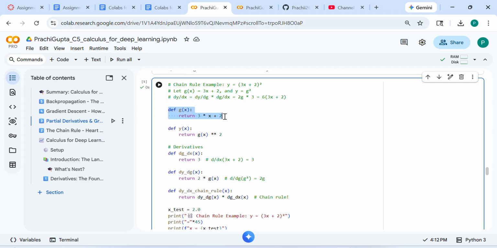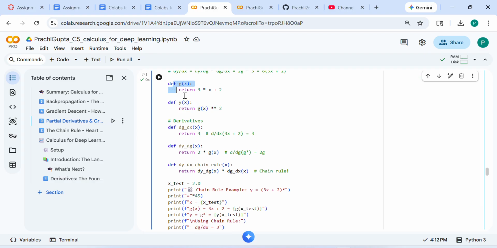So we define g of x, first we will define this, and then we will define the second part, that is y, g squared. So we have defined our derivatives. We have defined the derivative of g, that is dg by dx, and then here we are defining the derivative of y, dy by dg.